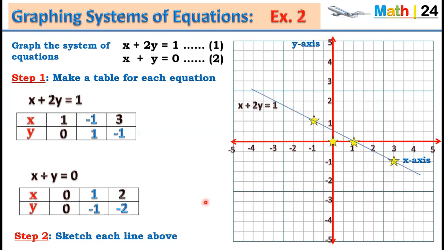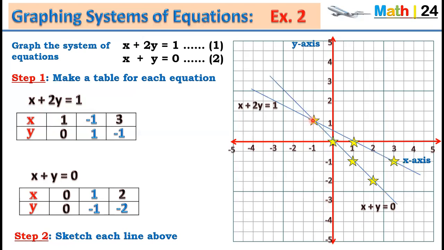Now for the second, we have the point 0, 0, which is at the center. Then we have the points 1, -1. And the last point is 2, -2. We draw a line for this, x plus y equals 0. Note that the line x plus y equals 0 is the line that passes through the center of the Cartesian plane and has a gradient or slopes from right to left downwards.